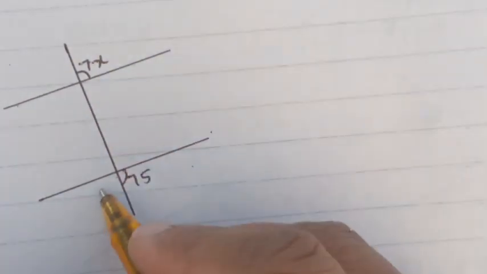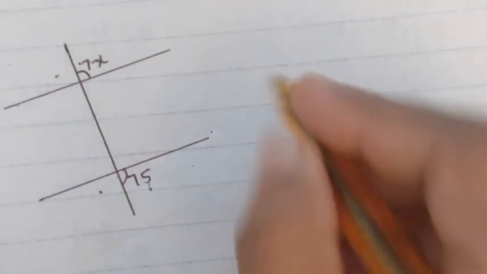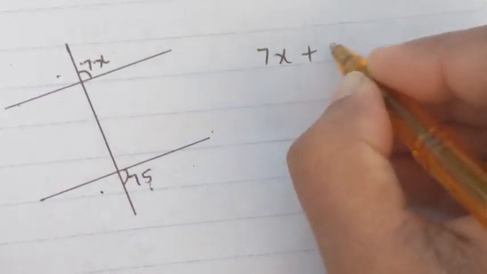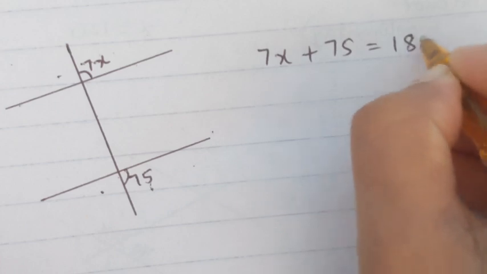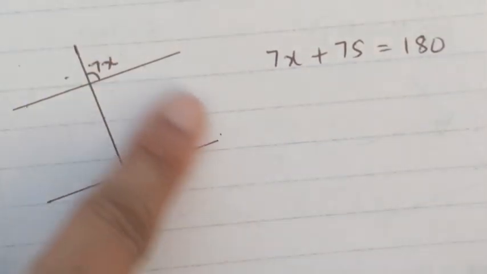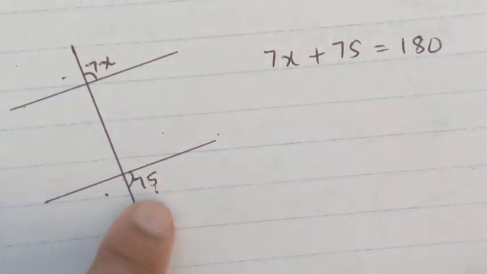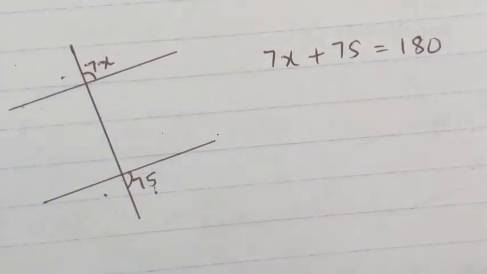If this is 7x, this would be 7x. If this is 75, this would be 75. But for 7x and 75, they are not equal to each other. Instead, 7x plus 75 is equal to 180. One more thing, students, you must learn that the 8 angles that are forming over here in these two parallel lines and the transversal, 4 here and 4 here, are either equal to each other or supplementary.